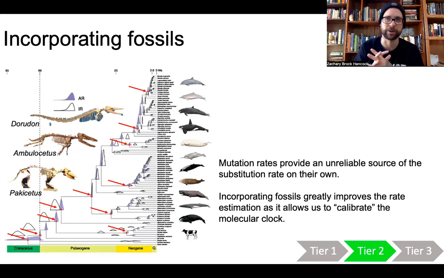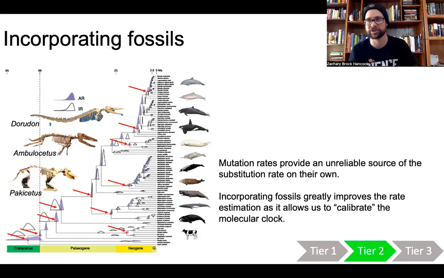Okay, so the last thing I want to talk about in our tier 2 is incorporating fossils. I've built up that mutation rates are a pretty unreliable source for substitution rates on their own. However, we can incorporate fossils and greatly improve the rate estimation, because what fossils allow us to do is calibrate the molecular clock. It allows us to set the molecular clock to absolute time. And we can do this because we can date when fossils are found.